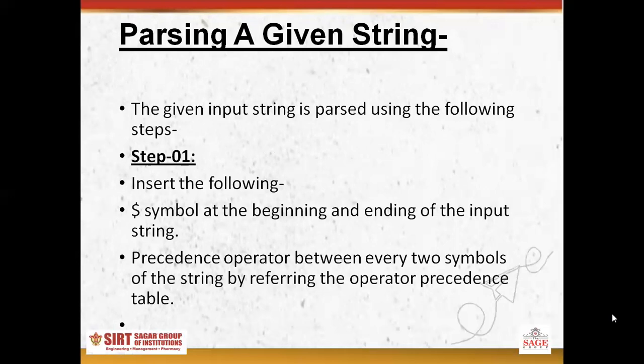When a string is given to us, we have to follow the following steps for checking precedence. Step number 1: insert the dollar symbol at the beginning and the end of the input string, because the dollar symbol shows that the string is starting and the string is executed properly. When two dollar symbols are continuously side by side, then we can say that the string is accepted. Then insert the precedence operator between every two symbols of the string by referring to the operator precedence table.